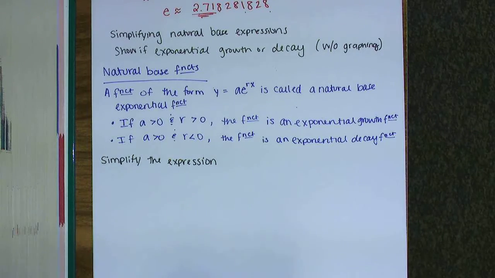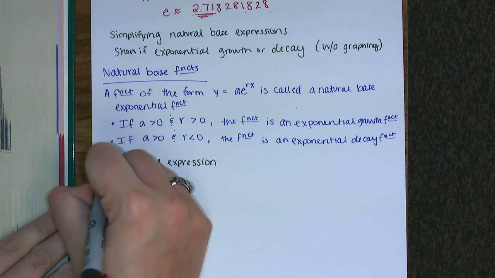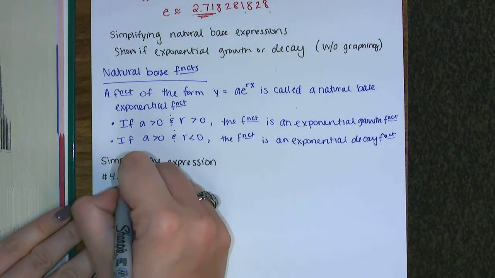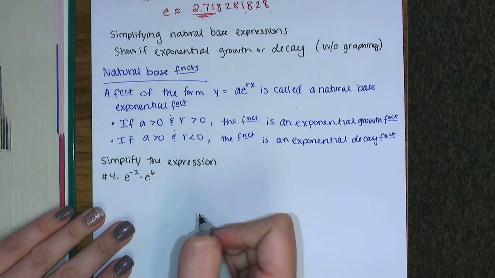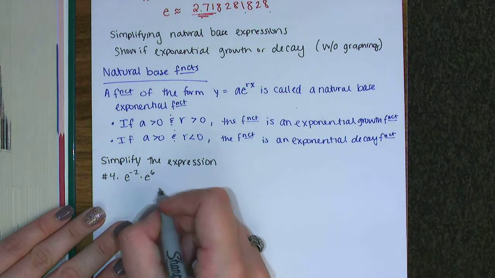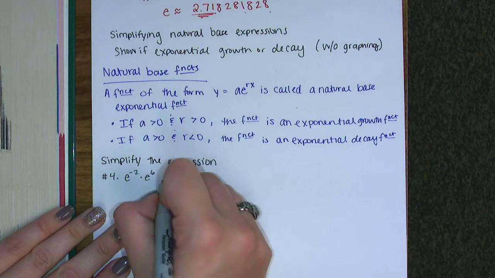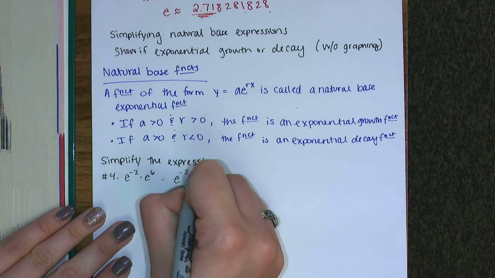So number 4, e to the negative 2 times e to the 6. Well, we know that according to rules of exponents, when we're multiplying two numbers with the same base and different powers, we just add the powers. So this is e to the negative 2 plus 6, which is e to the 4.